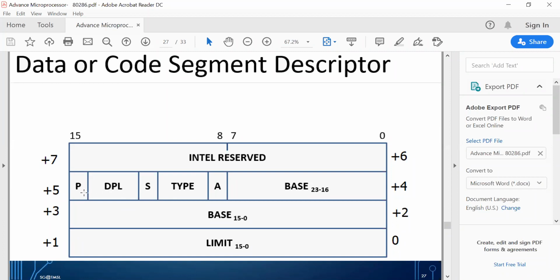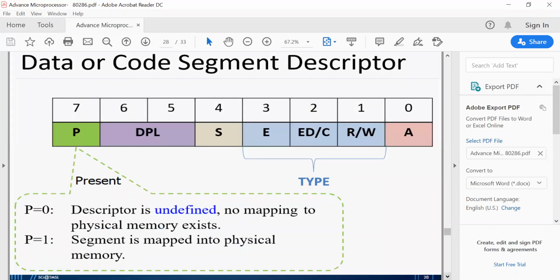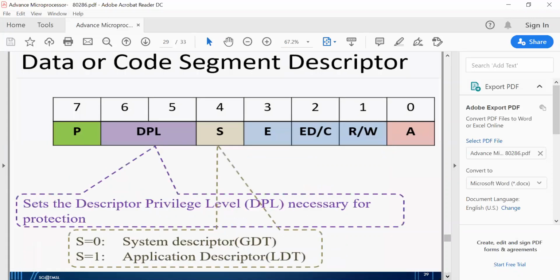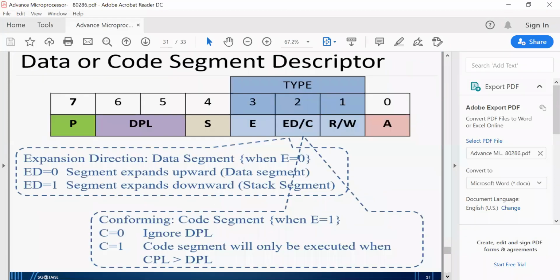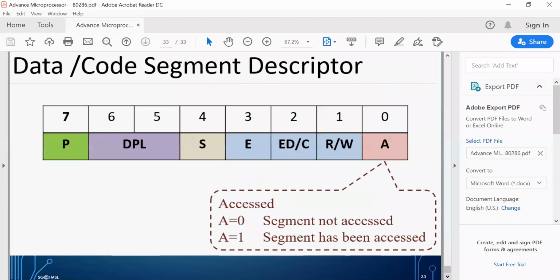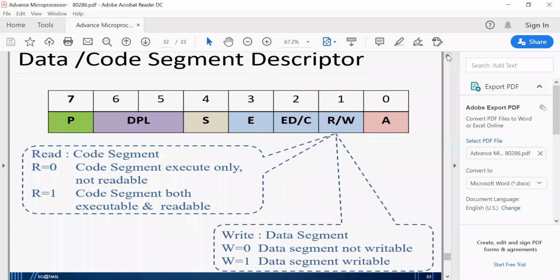And the next is P, for present. P equals 0 means no mapping to physical memory exists, and base or limit are not used. P equals 1 means the segment is mapped into physical memory. So that is the type of data segment descriptor or code segment descriptor. Here all the bits have been given in this way. What I have told you right now has been given individually, the bits configuration of the access rights bytes.